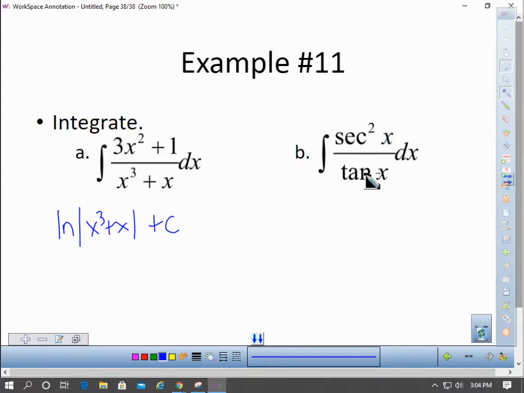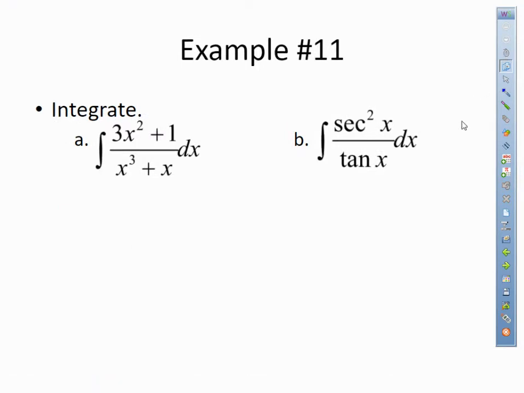Same thing over here. The derivative of tan is secant squared. So I know this is the natural log of tangent plus c, because the derivative of this would be secant squared over tangent. All right, because in both of these cases, we had f prime over f in both of these examples here. So that means the answer is the natural log of the denominator plus c. So those are easy ones.